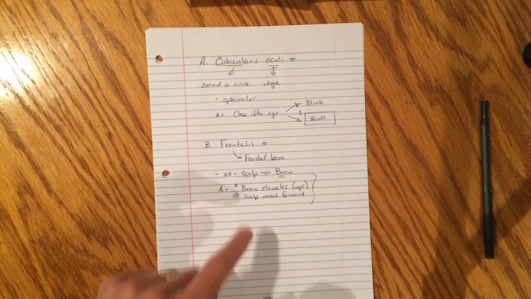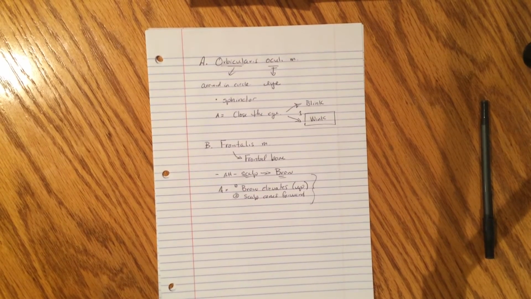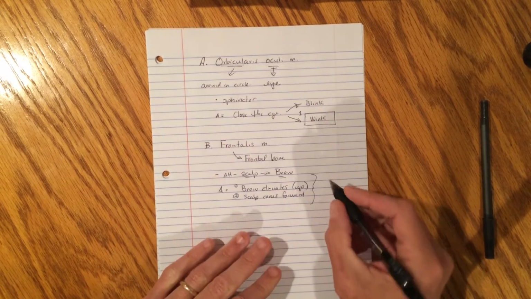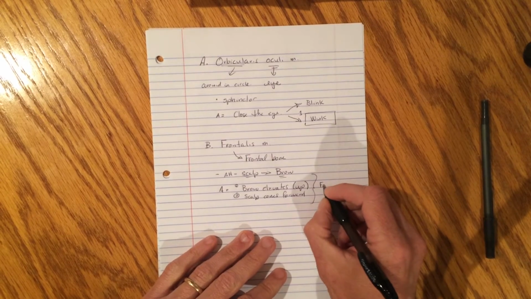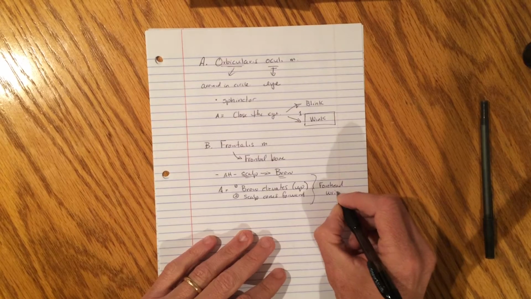Now, if that happens, what happens to your forehead? I want you to do it right now. Think about it. Everybody doing it. I'm doing it. Can't see me on camera, but you will. I'm doing it. Oh, look at that. What happens to your forehead? The forehead wrinkles.